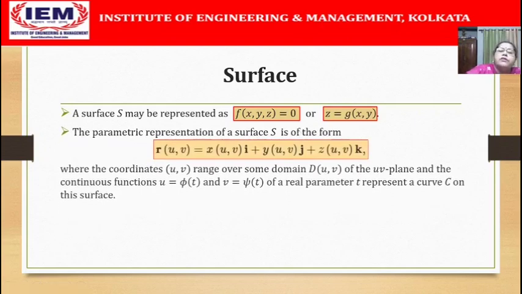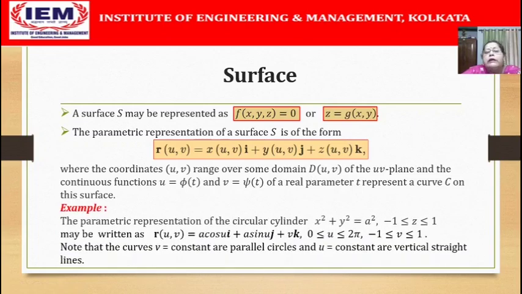Now the parametric representation of a surface S is like this: we have the position vector r of u, v given by x(u,v) i plus y(u,v) j plus z(u,v) k, where i, j, k are of course the unit vectors in the x, y, z directions. And the coordinates u, v range over some domain D of the uv plane. And the continuous functions u equal to phi of t and v equal to psi of t of a real parameter t represent a curve on this surface.